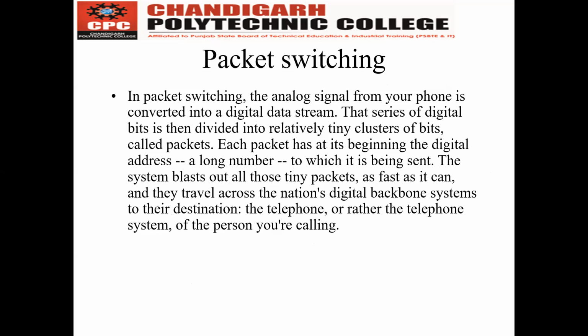And in packet switching, the analog signal from your phone is converted into a digital data stream. That series of digital bits is then divided into relatively tiny clusters of bits called packets. So here we have one example. Each packet has at its beginning the digital address, a long number to which it is being sent, and the system blasts out all those tiny packets as fast as it can, and they travel across the nation's digital backbone systems to their destination, the telephone system of the person you are calling.